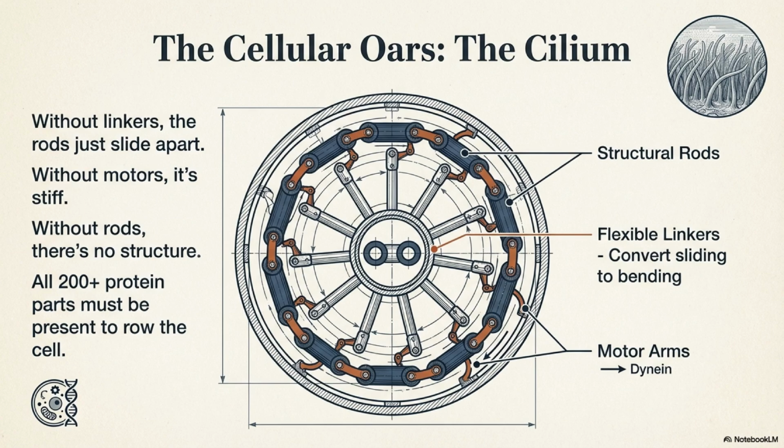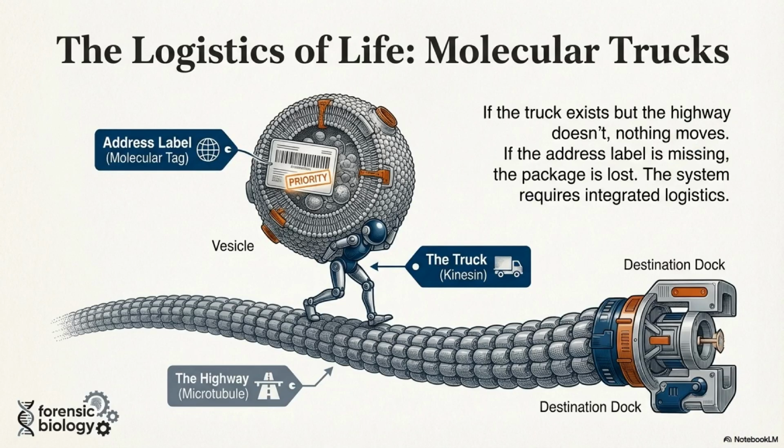Talking about motors and rowing machines is one thing. It's mechanical. But the sources mention something that feels even more impossible to coordinate, which is the logistics of the cell. Oh, the intracellular transport. Right, because a factory isn't just about having machines. It's about moving stuff around efficiently. This is maybe my favorite part of the argument because it is just so relatable. The cell is not a bag of soup. Yeah. It is divided into very specific compartments or rooms.